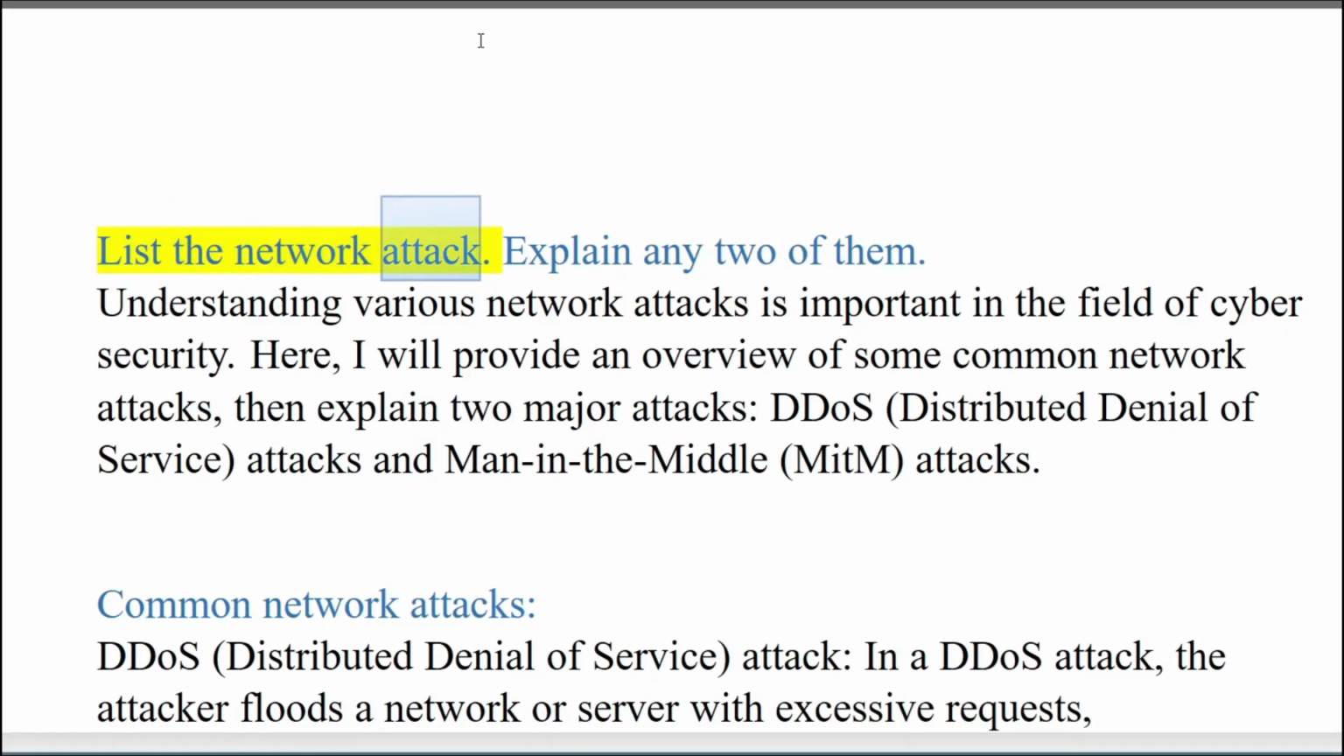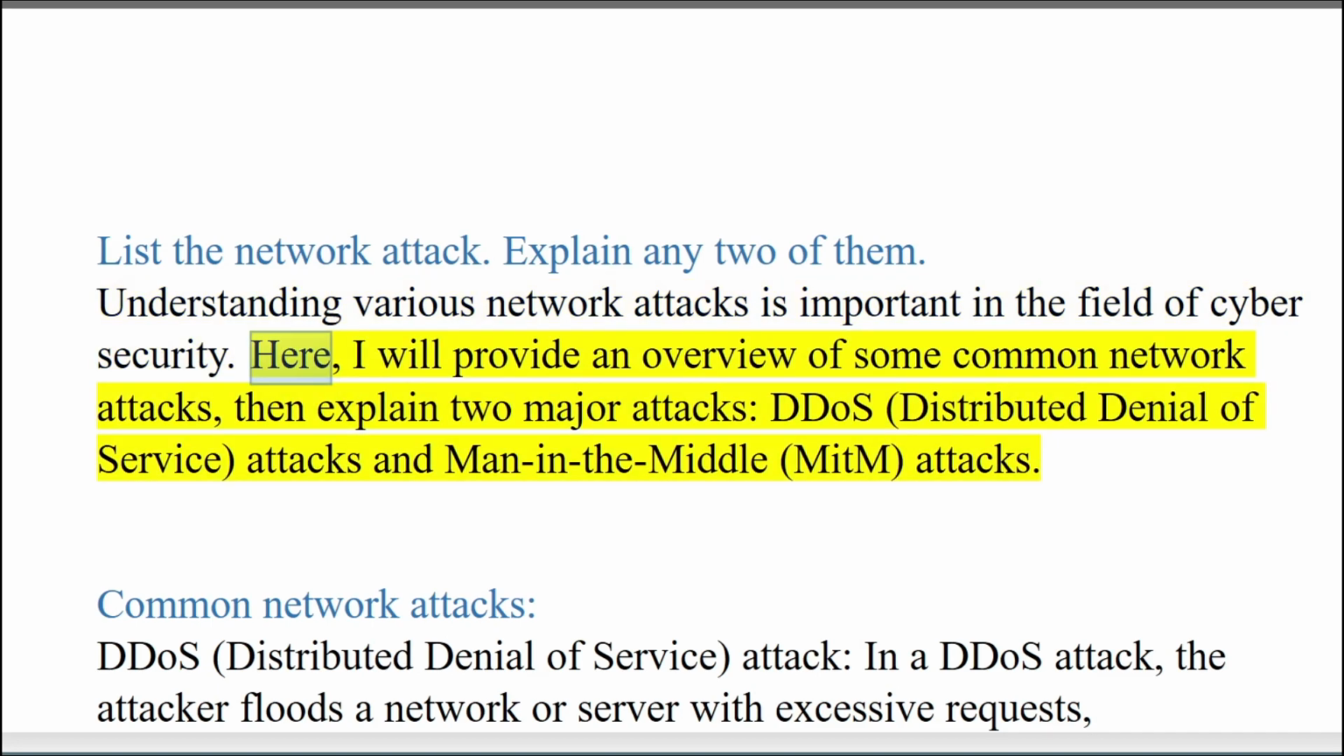List the network attacks. Explain any two of them. Understanding various network attacks is important in the field of cybersecurity. Here, I will provide an overview of some common network attacks, then explain two major attacks: DoS, Distributed Denial of Service, attacks, and man-in-the-middle, MITM, attacks.